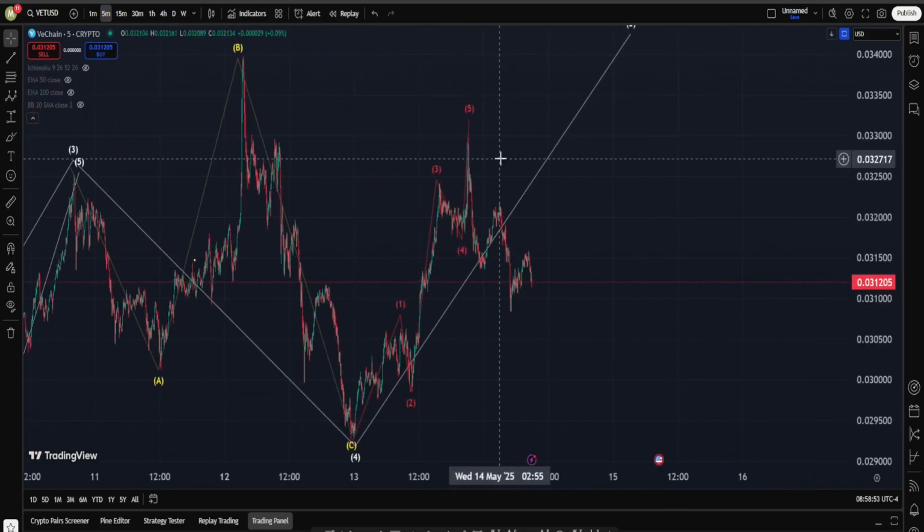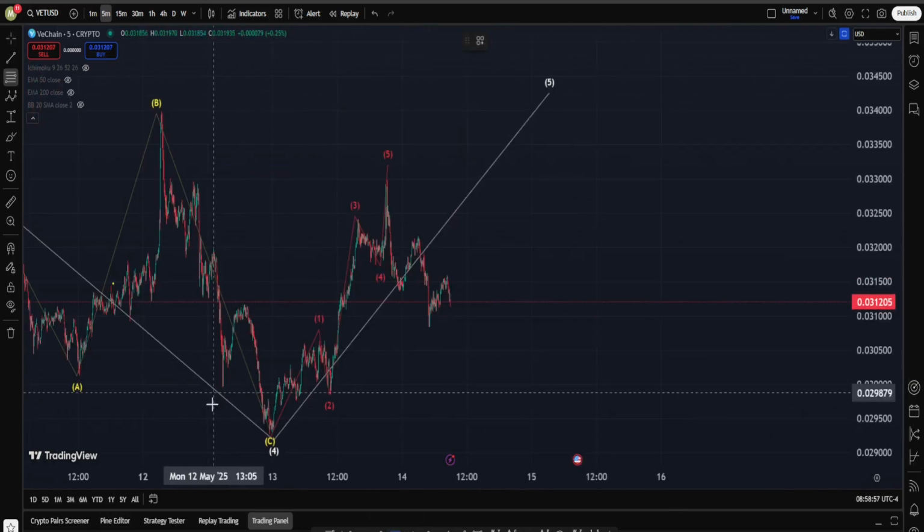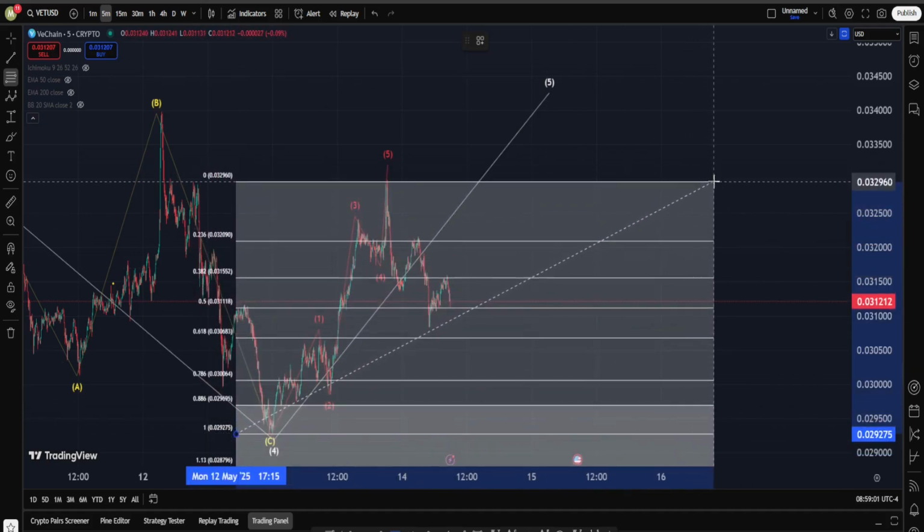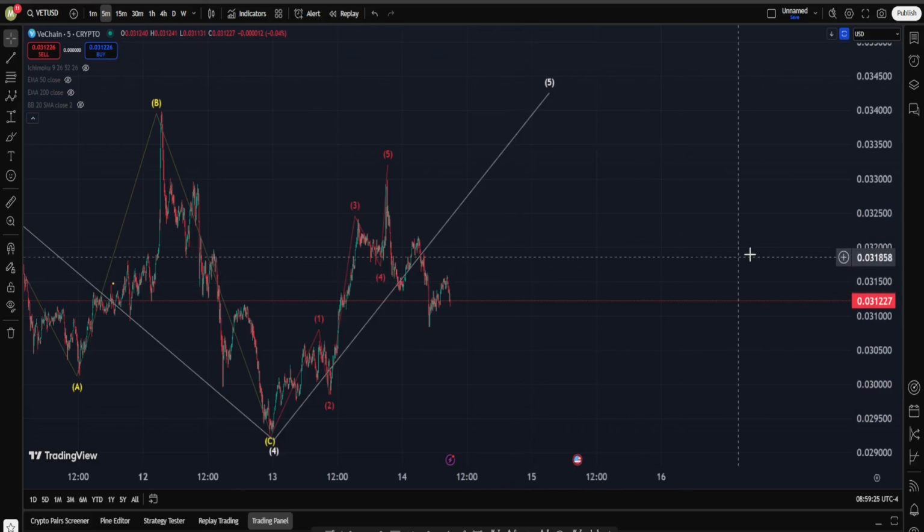Now, if this is a correction, what can be a likely target for it? Let's use Fibonacci's. Okay, so I think a reasonable target can be somewhere around the 61.8%, about, let's say, the 3 cents area, but this might be a bit of a deep correction, and I'm going to tell you in a bit why, which means we can go all the way down here to about 78% level, around 3 cents on the dot.